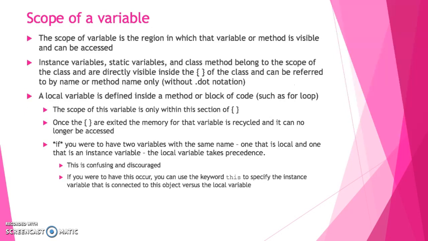When we talk about the scope of a variable, we talk about the region in which the variable or method is visible. So instance variables, static variables, and class methods belong to the scope of the class, and those are going to be directly visible inside the curly braces of the class. So you can refer to them by name or method only without that dot notation. A local variable is defined in a method or block of code, like a loop, and it's only visible within the curly braces. Once those curly braces are left, that variable is gone. If you wish to have two variables with the same name, one that's local and one that's an instance variable, the local variable takes precedence, but this is really confusing, so please don't do this.